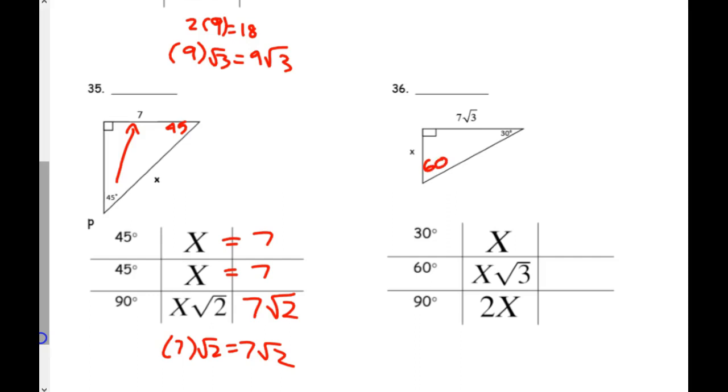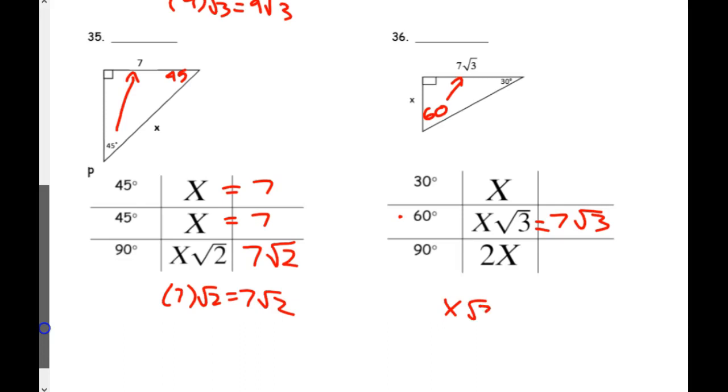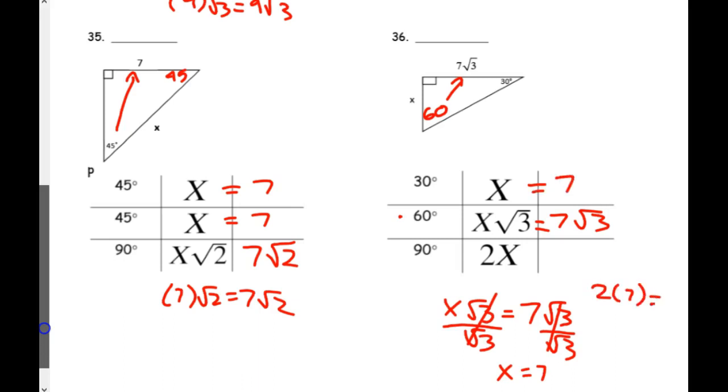Okay, if across from 60 is 7 square root of 3, we'll set those equal and solve here. So if x square root of 3 equals 7 square root of 3, when I try to get rid of the square root of 3 by dividing, it's going to cancel out on both sides. So guess what? X equals 7. And then 2x, 2 times 7, 14. Cool.